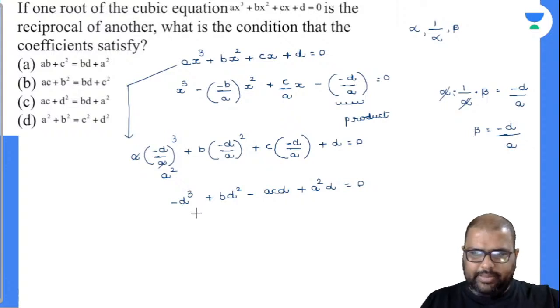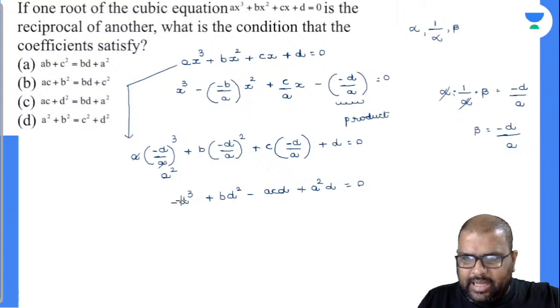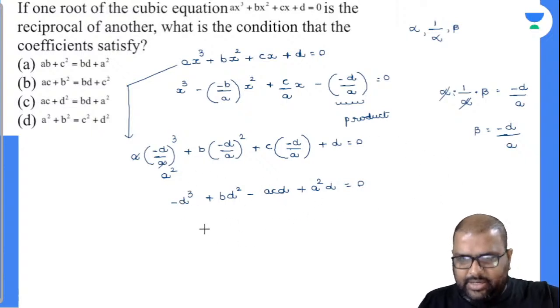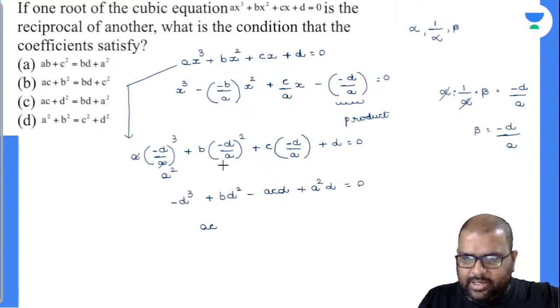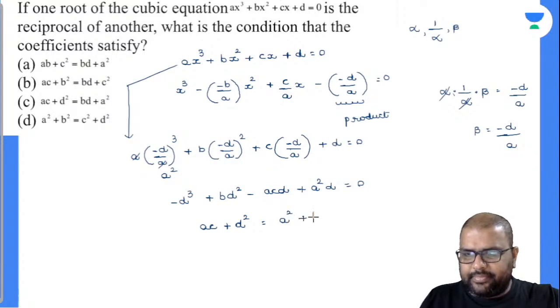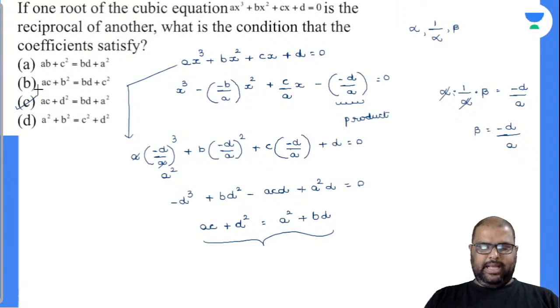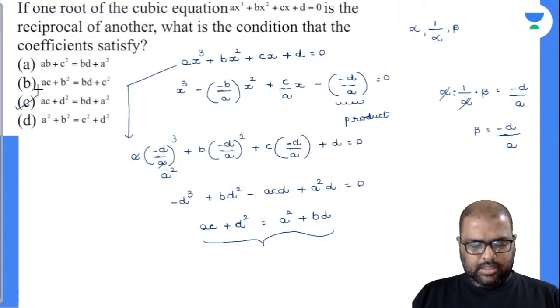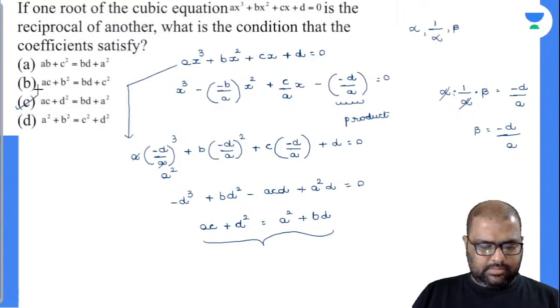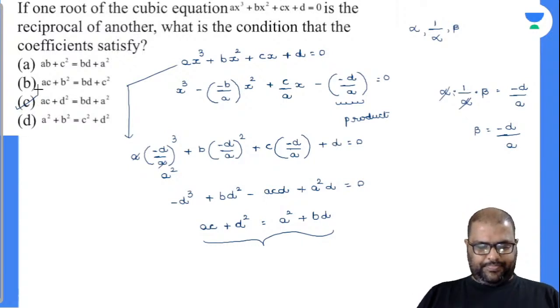I can take d as common. If I take d as common, I'll rearrange this equation. I'll take ac onto the right hand side, and I'll take d cube onto the right hand side. Already I said that I took d as common now. That will be very happy for me. So this will be a square plus bd. Is there any option which satisfies this format? Yes, and my option number C satisfies it. Exactly. I hope I am clear regarding this. Done.